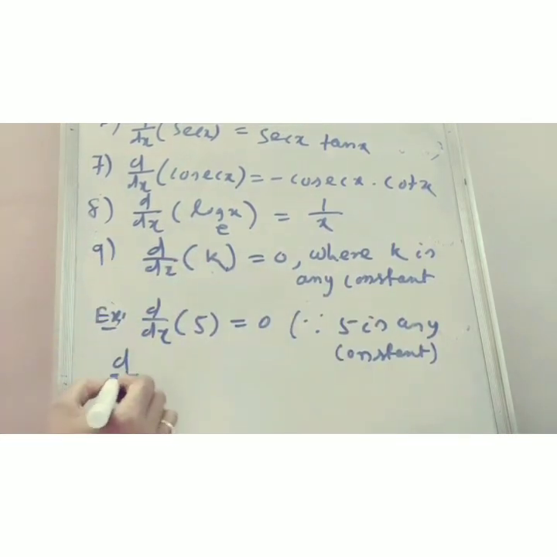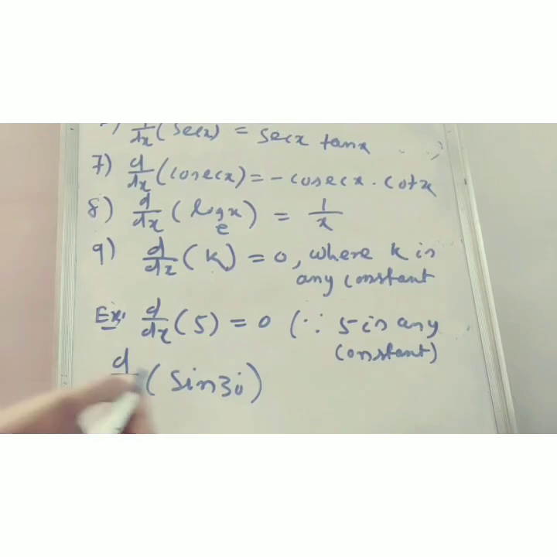What is d by dx of sin 30? This is not cos 30. Why? Because sin 30 is a constant. The value of sin 30 is equal to half, which is a constant term, so it is not cos 30. The derivative is equal to 0, because sin 30 is a constant. So the derivative of any constant is 0.